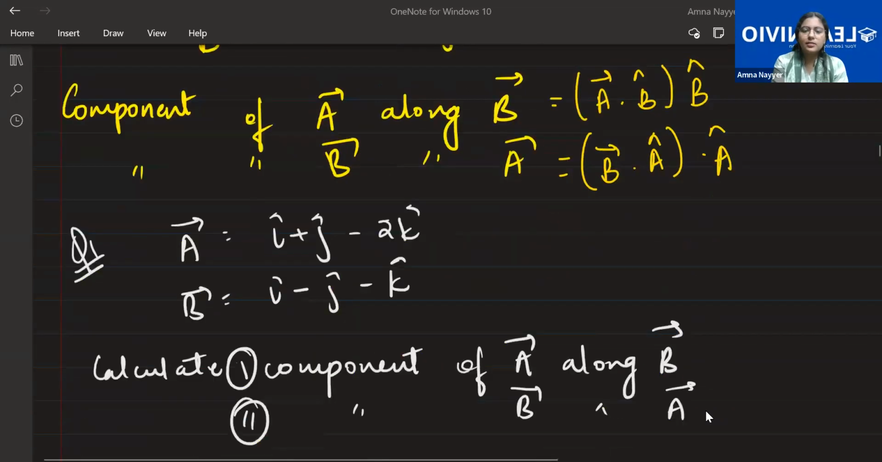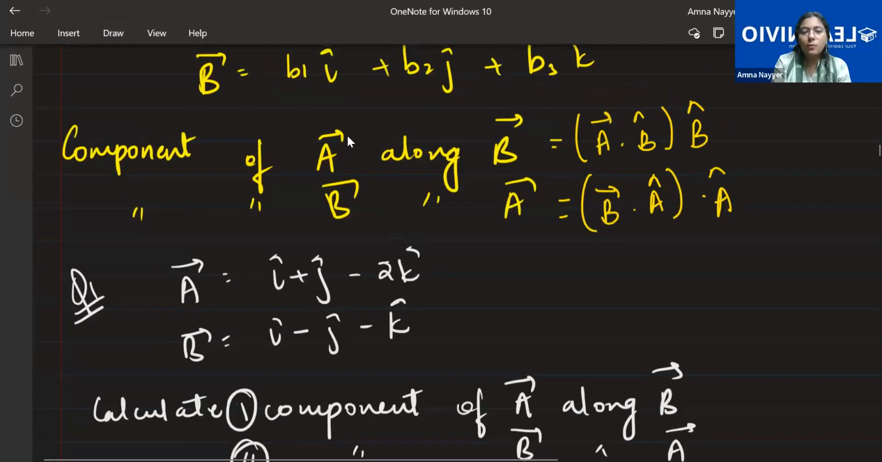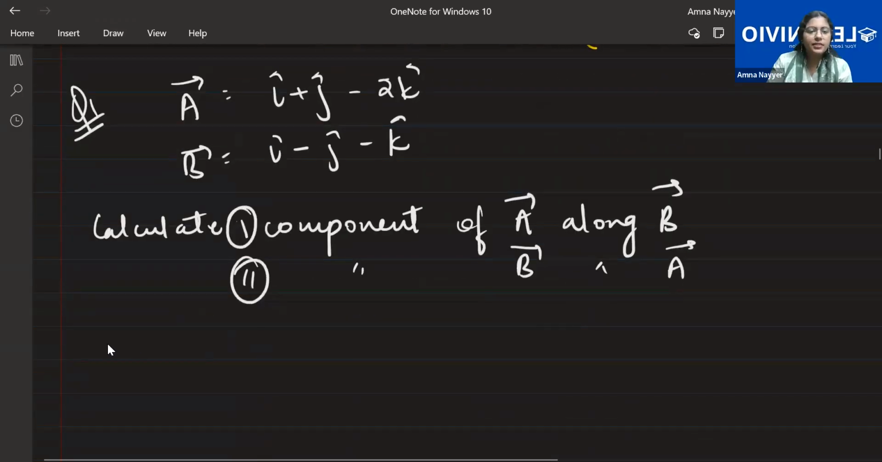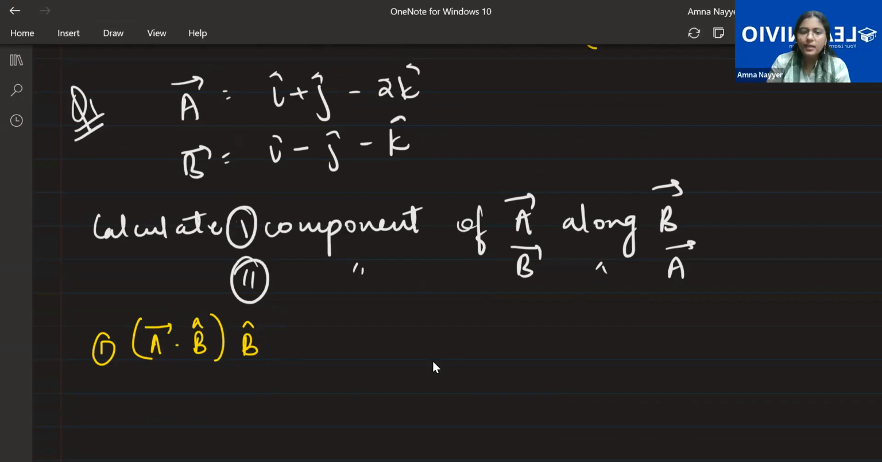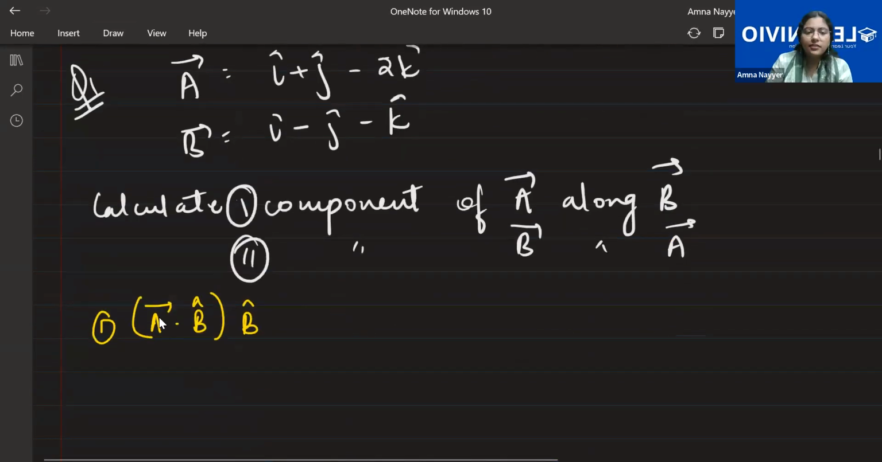Let's discuss one question. This says component of A along B. As soon as it says component of A along B, A comes first, so B will come twice in the unit vector. Component of A along B means A dot B cap into B cap. And if it was reversed, the component of B along A, it would be B vector dot A cap into A cap. Now, vector A is ready with us, so we need not do anything. But B cap is not there, so we need to make B cap.